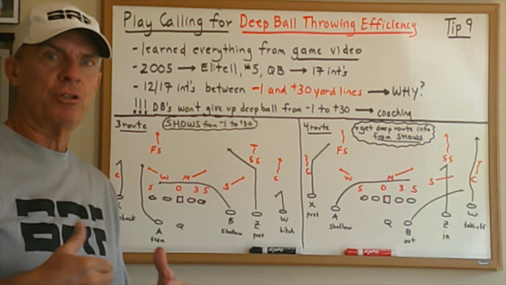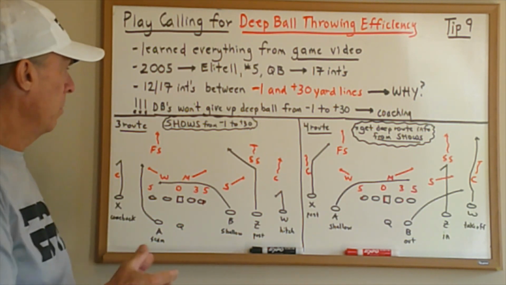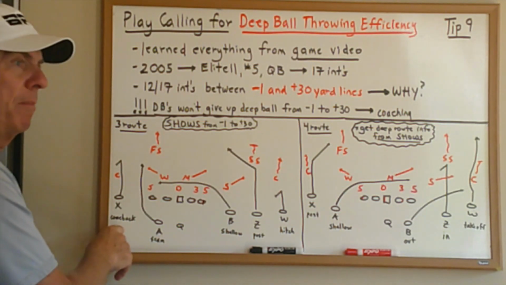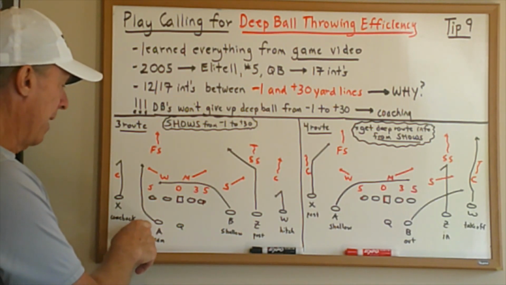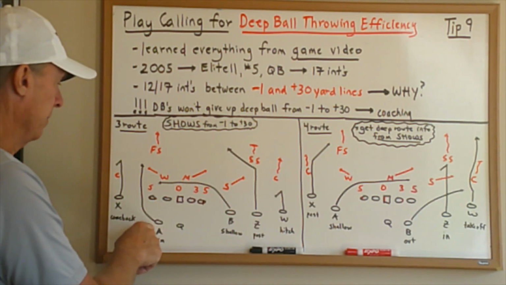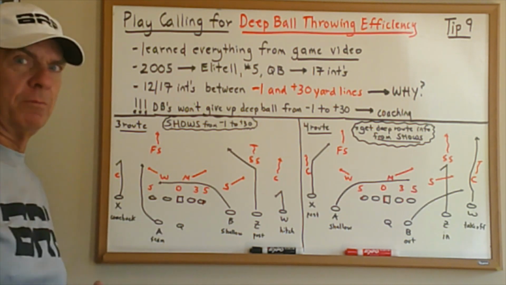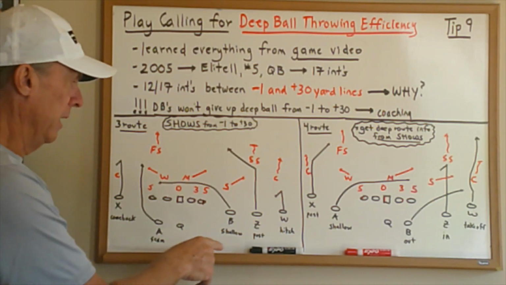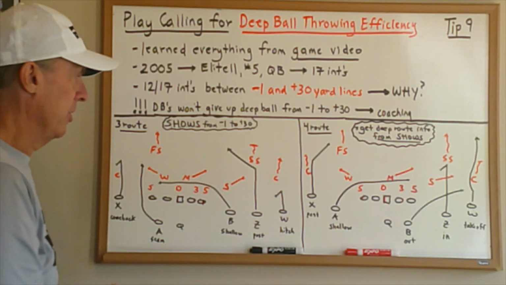that emphasize and have the short, intermediate, and deep ball throws. Okay? So what we're going to do is, the X has the intermediate route. He's running a comeback, and that's in that 10 to 12 yard range. The A out of the backfield, and this is a 3x1 set, is running a seam route, which ends up being one of the deep balls that we have. The B is running the shallow underneath. The Z is running a post, and the W is running a hitch.